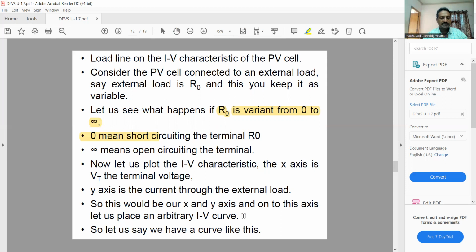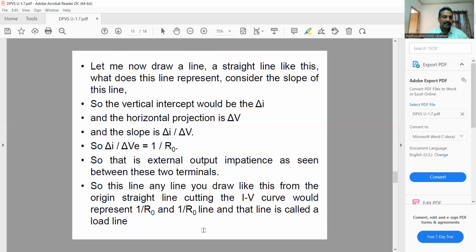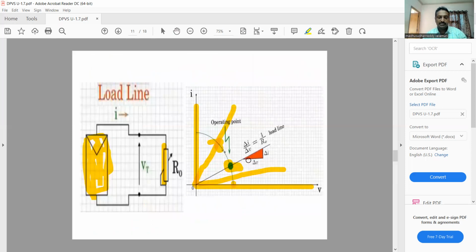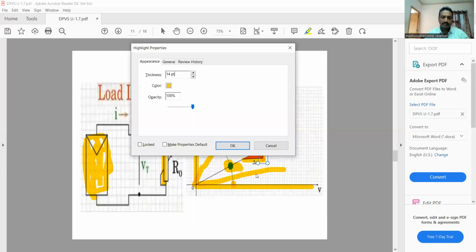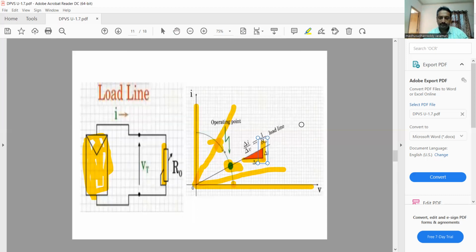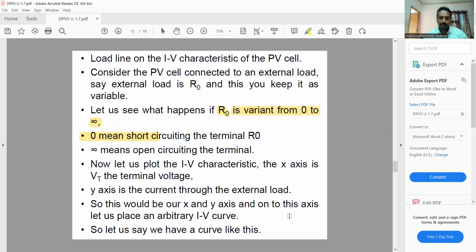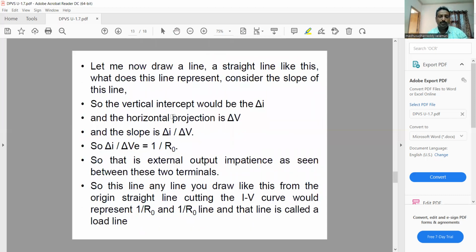On this axis, let us place an arbitrary IV curve. So let us have a curve like this. Now let me draw a straight line like this. Consider the slope of this line. The vertical projection would be delta I and the horizontal projection would be delta V. So this horizontal is represented as delta V, and this vertical is represented as delta I.